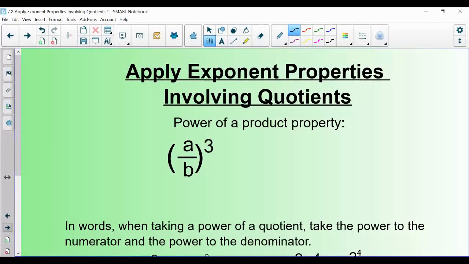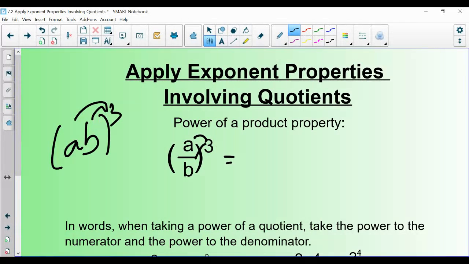Property number 2 states that if you have a fraction being taken to a power, much like if we had ab being taken to the 3rd, we would apply that 3 into both things, right? Here we have a fraction being taken to a power. You would apply this exponent to both the numerator and the denominator. This would be a to the 3rd divided by b to the 3rd.